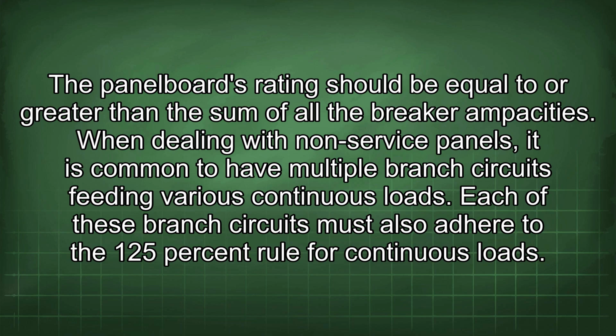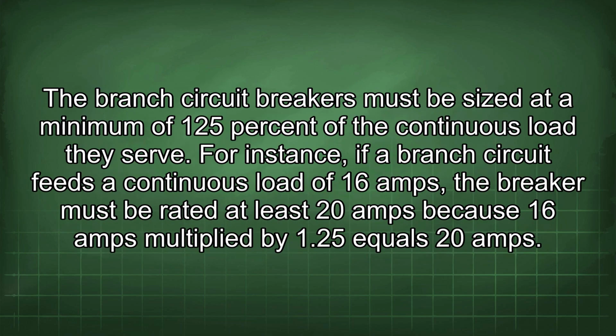When dealing with non-service panels, it is common to have multiple branch circuits feeding various continuous loads. Each of these branch circuits must also adhere to the 125% rule for continuous loads. The branch circuit breakers must be sized at a minimum of 125% of the continuous load they serve. For instance, if a branch circuit feeds a continuous load of 16 amps, the breaker must be rated at least 20 amps because 16 amps multiplied by 1.25 equals 20 amps.